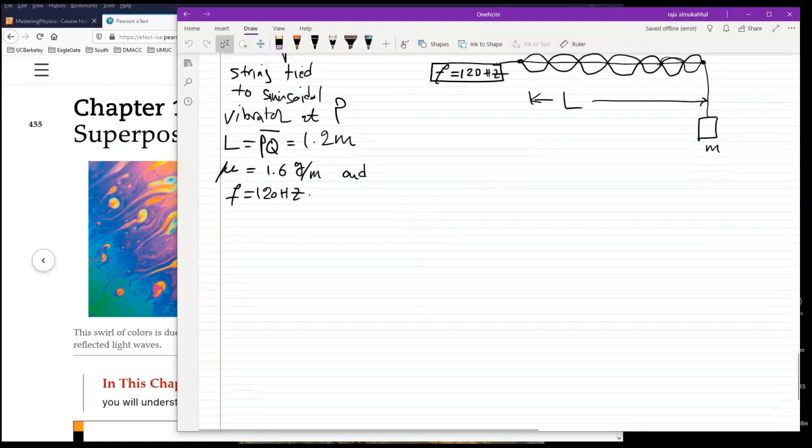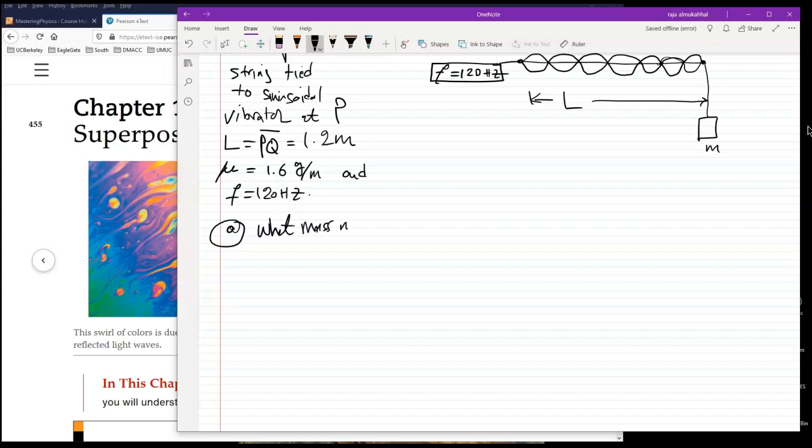Part A, excuse me. It says find the mass. What mass M right here, right? What mass can I put here? What mass M allows the setup to be at the fourth harmonic?